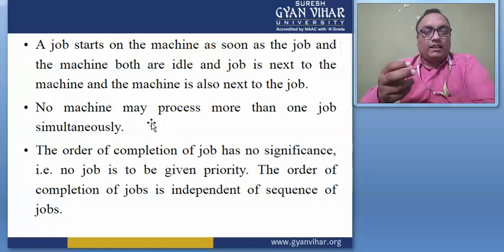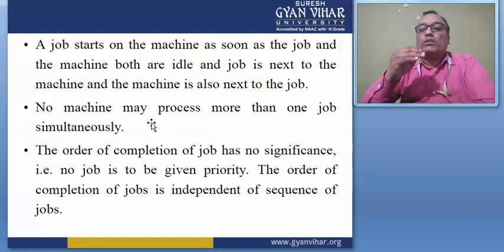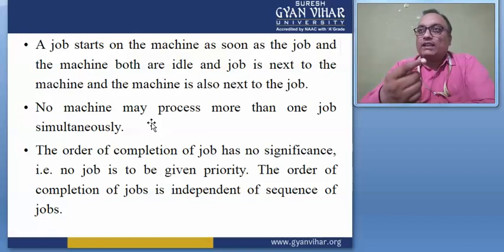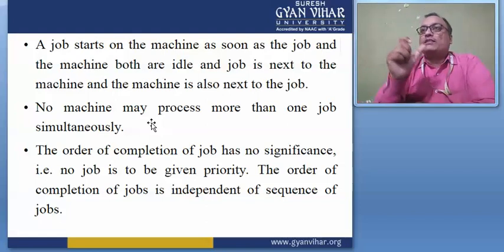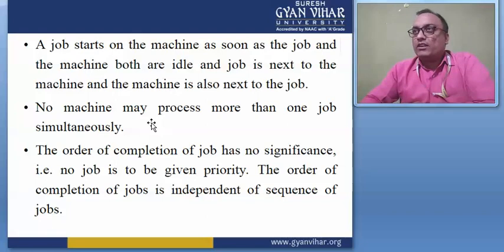started on one machine, or no machine may process more than one job at a time. At a time means you can do only one job on one machine at the same time, and the order of completion of jobs has no significance. That is, there is no priority of job, meaning first you find the sequence of the jobs, then you do the work with the help of the sequence.